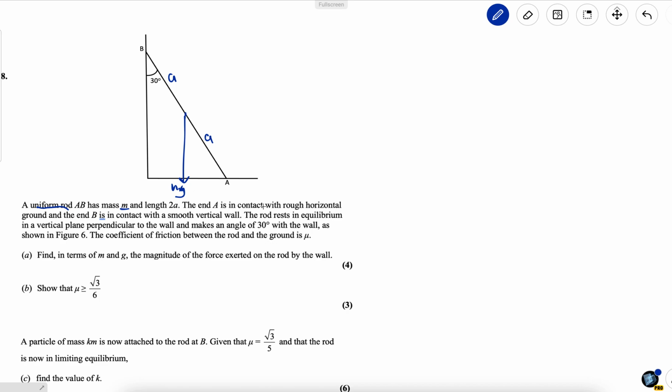The end A is in contact with rough horizontal ground, so that means that there will be friction. If there was no friction, the ladder would be slipping down and like that, so friction must be acting in the opposite direction, this way. There's also a perpendicular reaction force, a normal reaction, and I'll call that R of A. The end B is in contact with a smooth vertical wall, so there's no friction at the wall, but there will be a normal reaction at B.